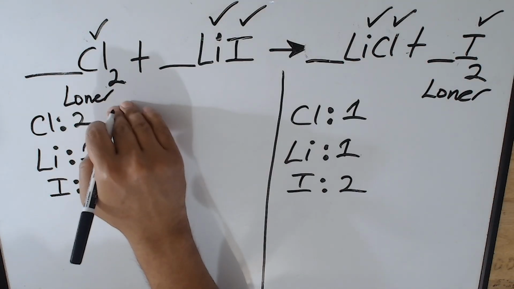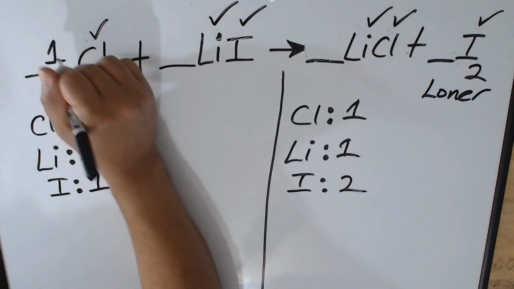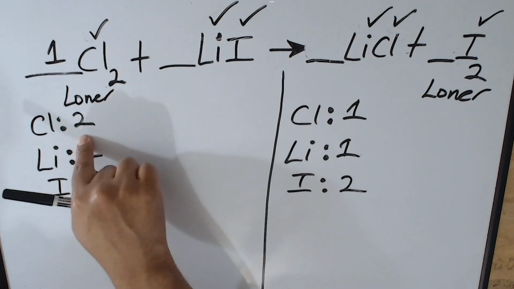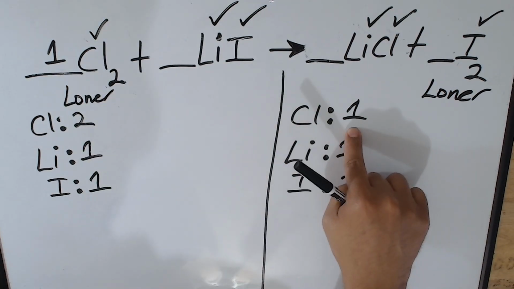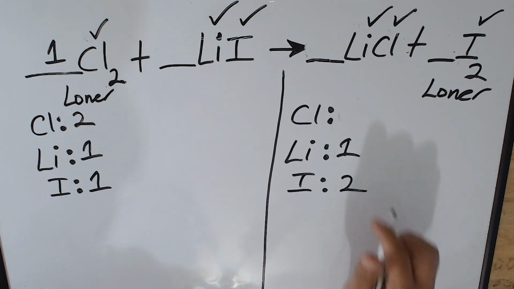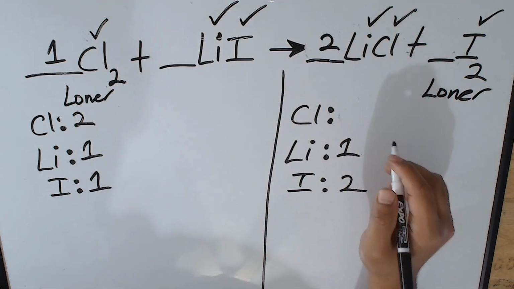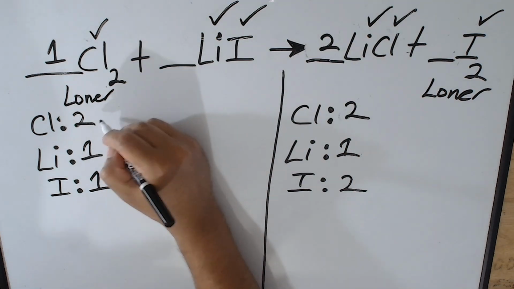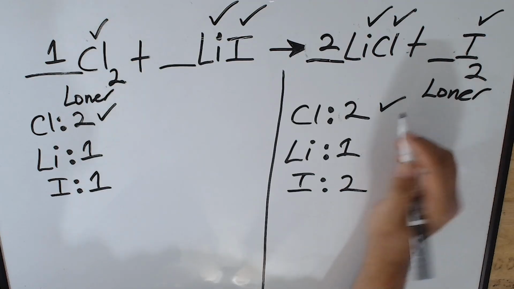So I'm going to start with chlorine. I'm going to log this in with a 1. So 1 times 2 gives me 2. So therefore, I need to have a 2 over here. So I'm going to erase this, and I'm going to write a 2 here in the coefficient. Therefore, I now have 2 chlorine atoms on both sides.